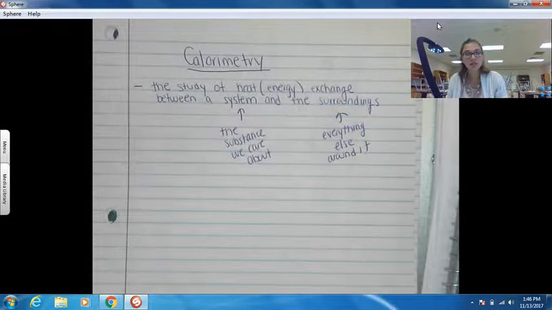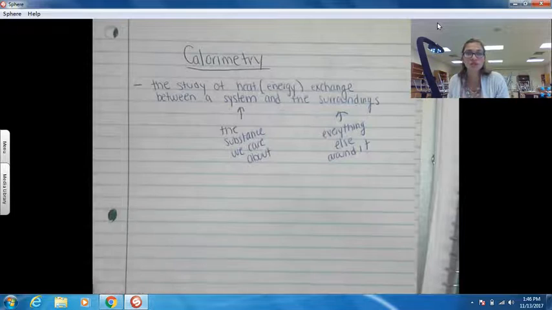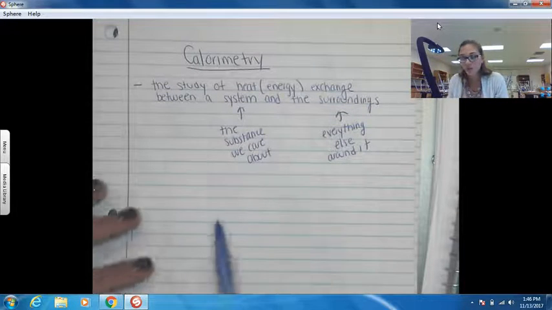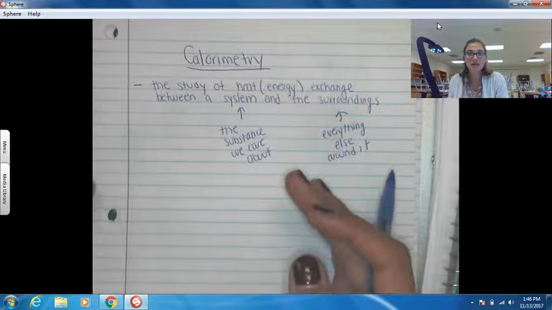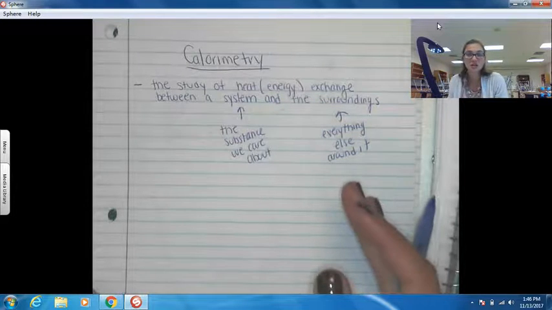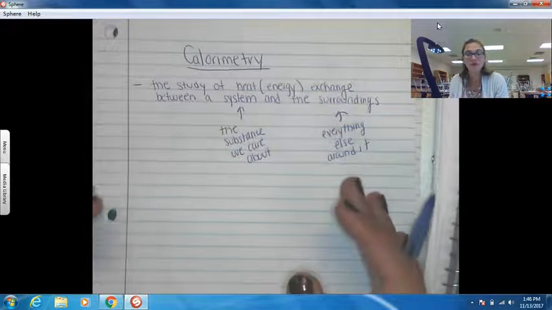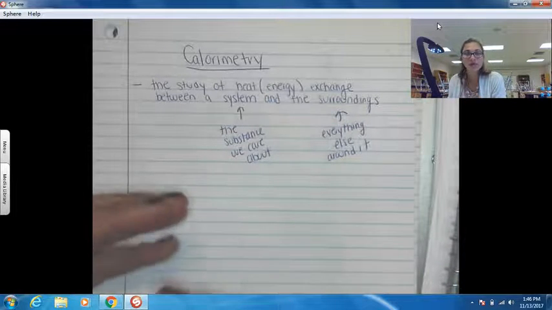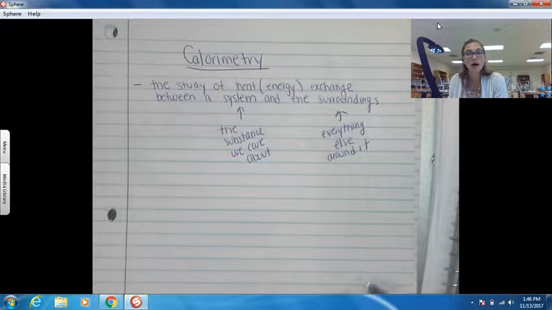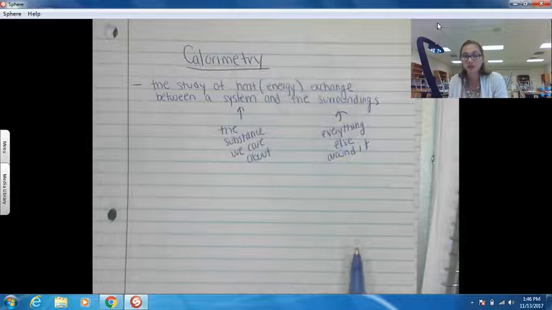And in order to look at the heat exchange between the system and the surroundings, we use something called a calorimeter. And a calorimeter helps us figure out a variable within an equation that deals with the heat exchange. Sometimes we can be solving for the specific heat of a substance, or other times we can be solving for a temperature, a mass, any of those variables that are within our specific heat equation.